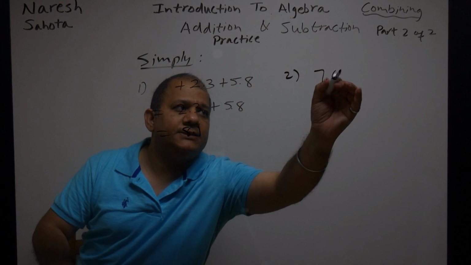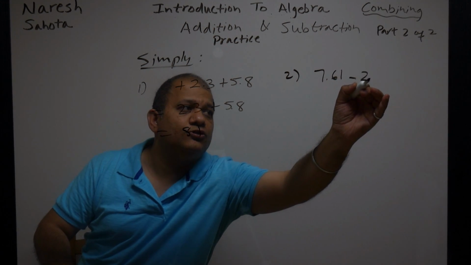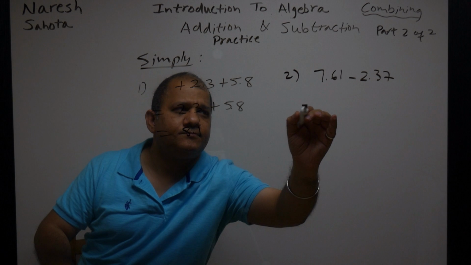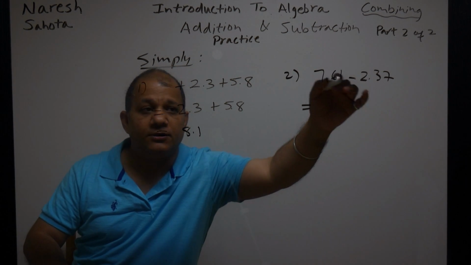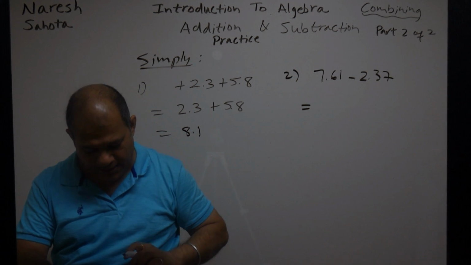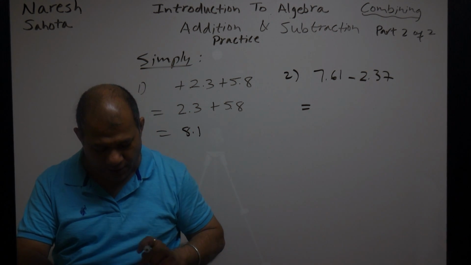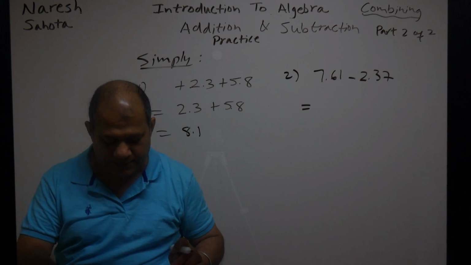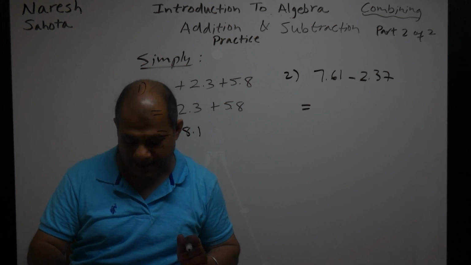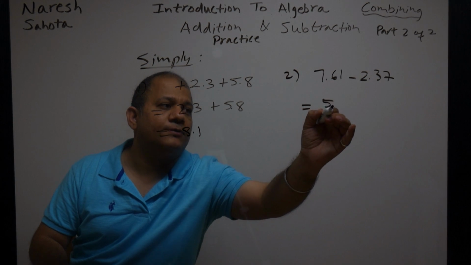Now example number 2. 7.61 minus 2.37. So 7.61 is bigger, 2.37 is smaller, so it's a simple subtraction, and you can use your calculator if you're not comfortable adding decimals or subtracting numbers with decimals in your head. So 5.24.